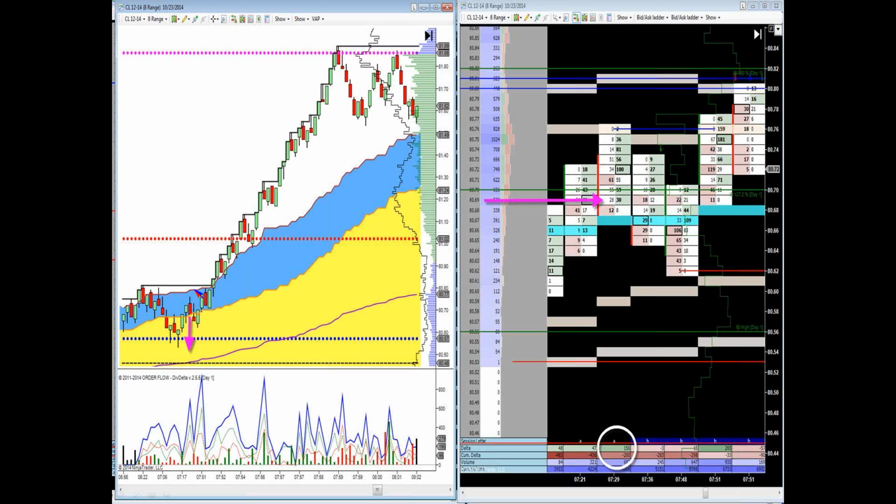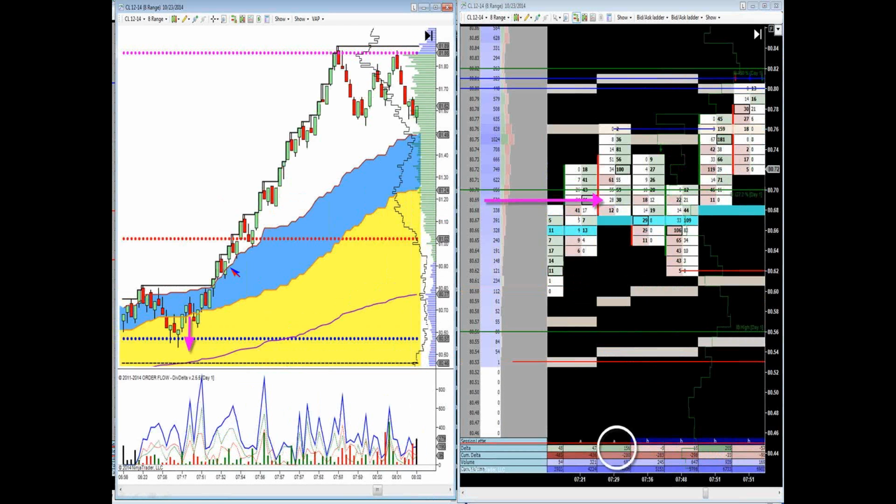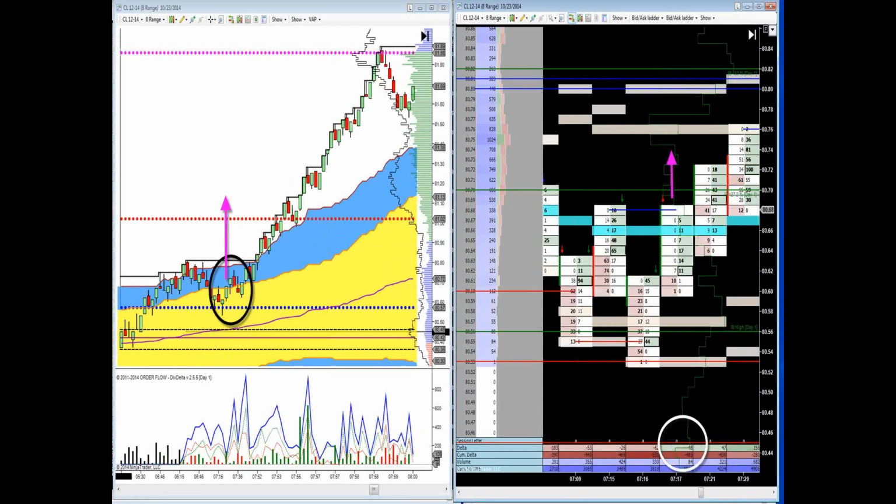Then it doesn't actually retrace back up to that previous high here. You can see it doesn't actually make it there, but it works out for a few ticks nonetheless. Probably about 8 or 10 ticks you got out of that one.